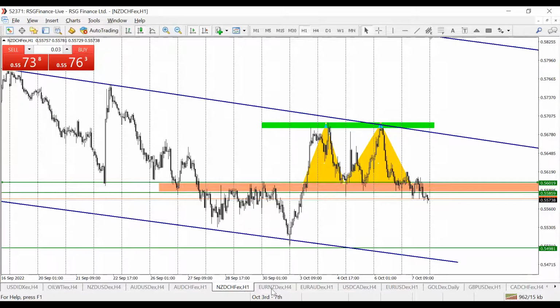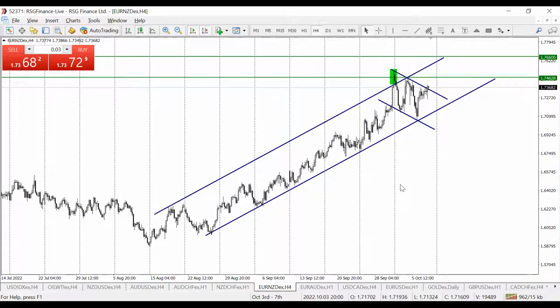Euro NZD structure to the upside, and right now we're seeing a break from this bullish flag pattern, and I would get a confirmation if price could break above the 1.7462 level, and I will be happy to trade all the way up to the 1.7660 level.